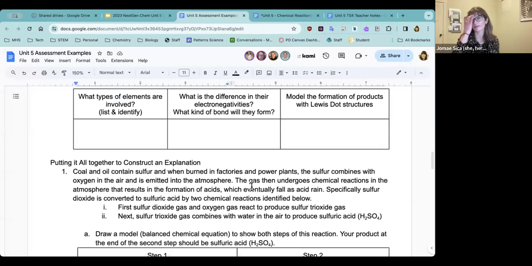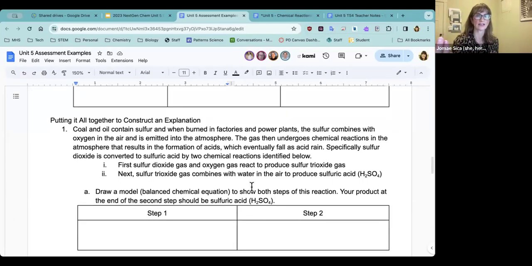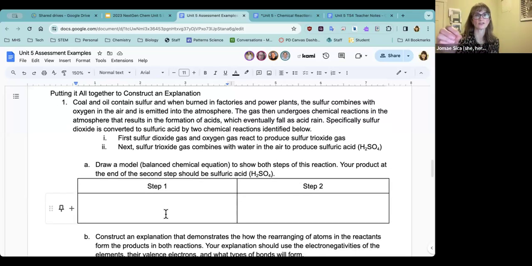At the bottom here, we have a couple different examples of how you can up the rigor and have students write out reactions, right? So this question is having students write out the reaction just from the description, first of all, and balance it on their own. So it says draw a model, but in this case, it means a balanced chemical equation of these two different types of reactions that have to do with sulfur gases forming sulfuric acid in the atmosphere.